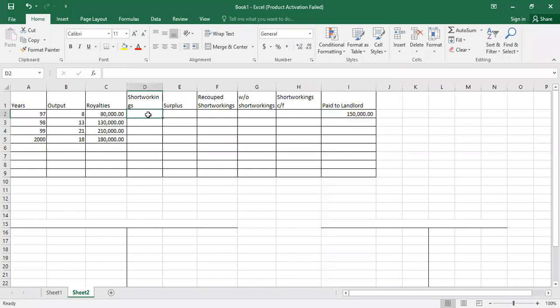So in the first year, do you have a short working? You are supposed to pay a minimum of 150,000. Whatever we have been able to get as output is 80,000. So we've said that the short workings will be compared with the minimum rent. So this is 70,000. I can put this in and put all these cells in. 70,000.